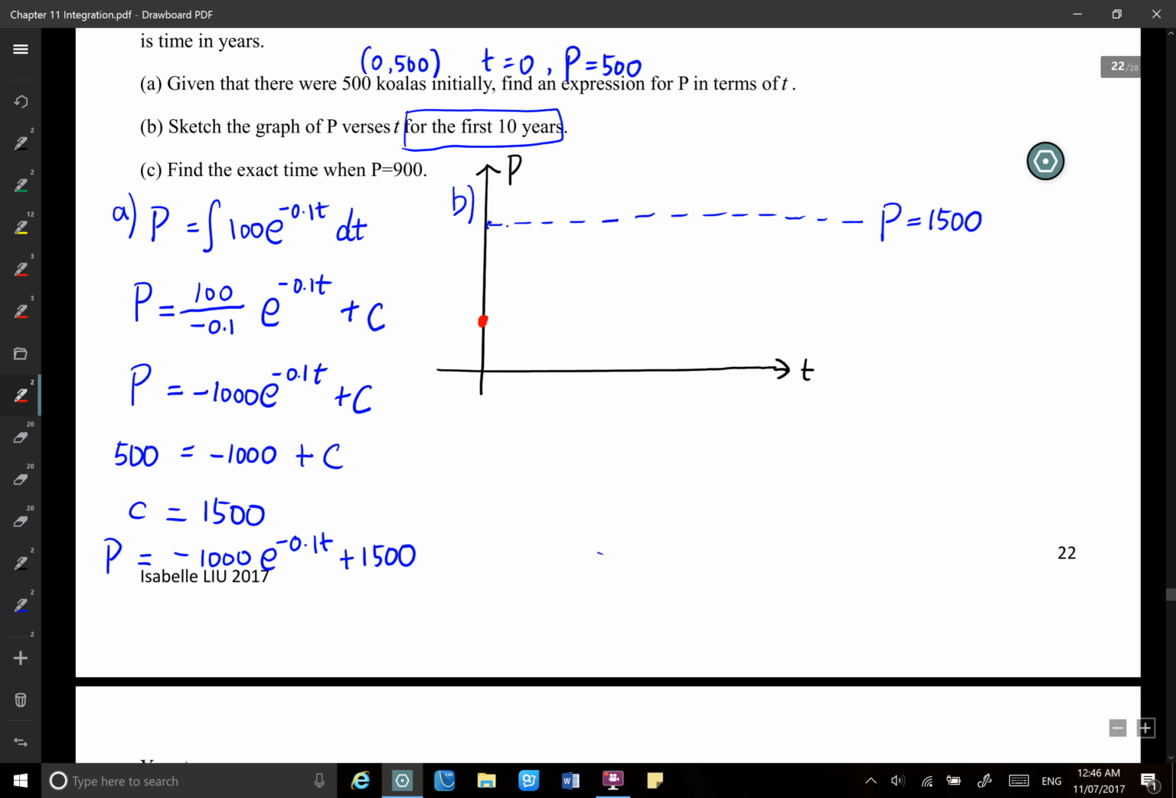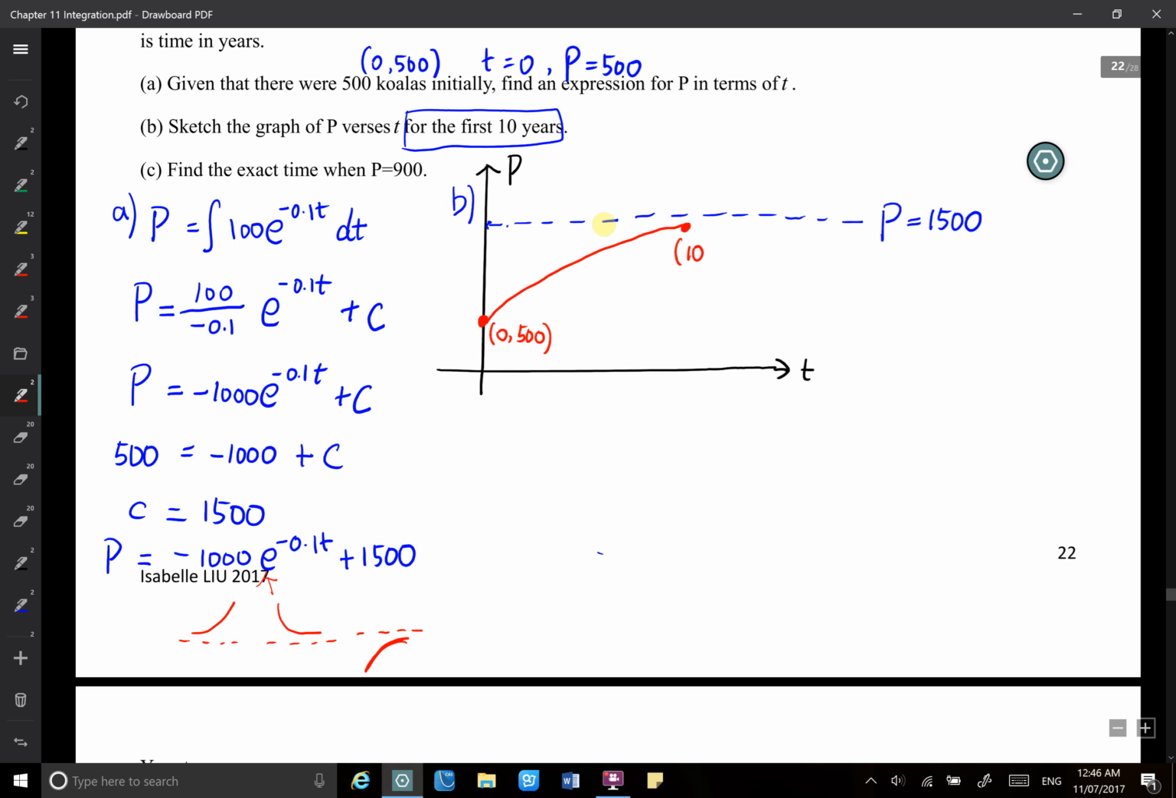This graph is over base e. So the graph looks like that, and it needs to reflect twice because of the negative here and the negative here. So reflect in the y-axis it looks like that, and reflect in the x-axis it looks like that. So it's an increasing graph below the asymptote. So I should have a graph like that, approaching that. But I need to stop at 10 years because it asked me to sketch for the first 10 years. So this point is (0, 500).